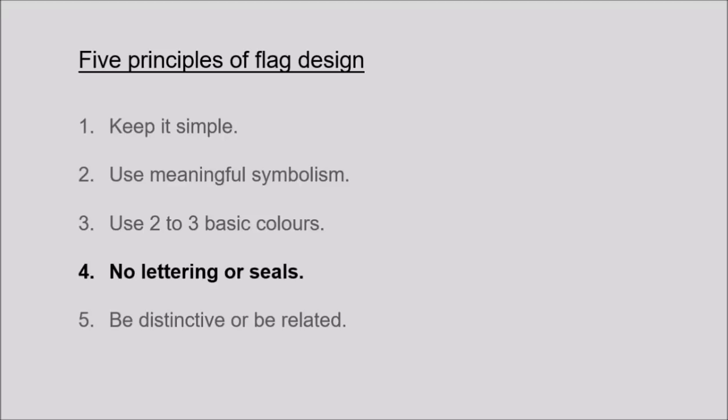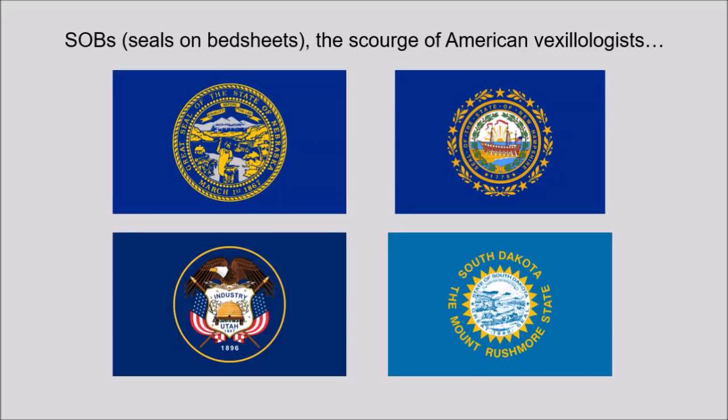Okay, the fourth principle is no lettering or seals or coats of arms. Seals are extremely complex. They have letters, they have detailed imagery, they have many colours. They're designed to be seen at close range, and they are a disaster on flags. That's the main problem with many of the US state flags. Vexillologists call them seals on bed sheets.